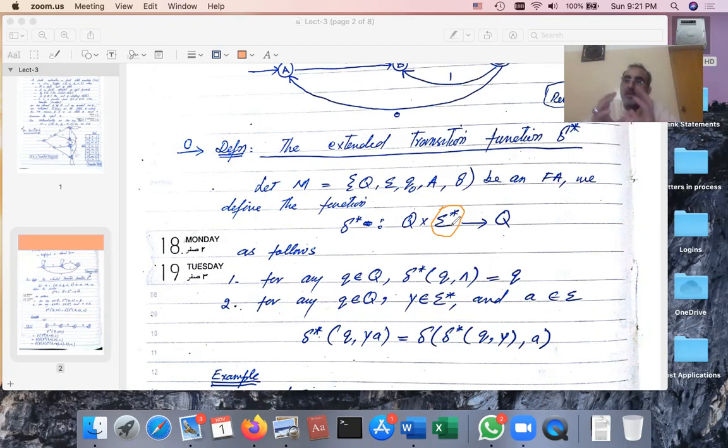And then where will you reach? We will reach some new states, and those states are again a subset of big Q. So that's why it is mentioned here as equal to this Q, because we will reach again at some new state that would be a subset of this Q. So this is the mathematical story for the extended transition function delta star.